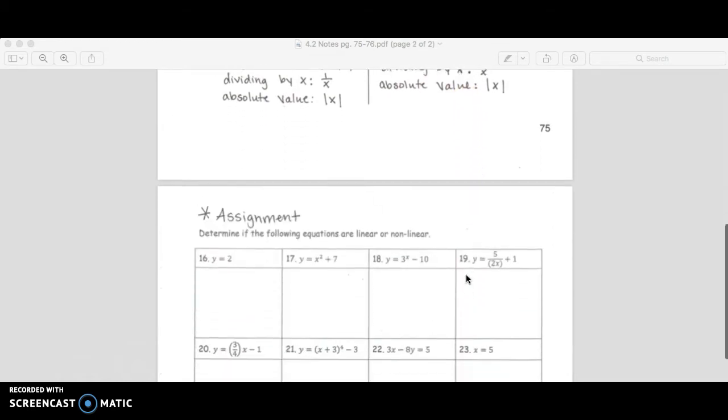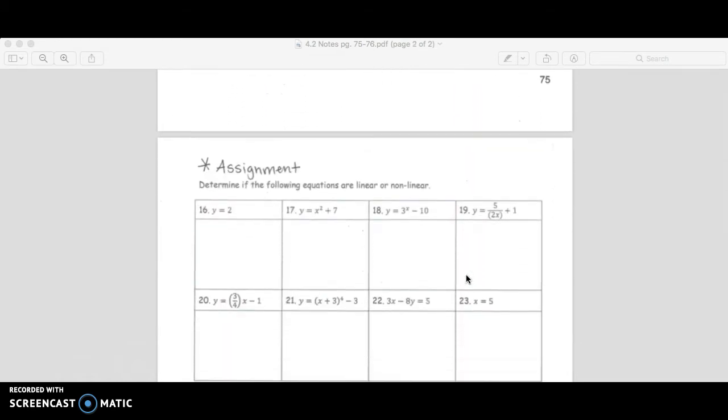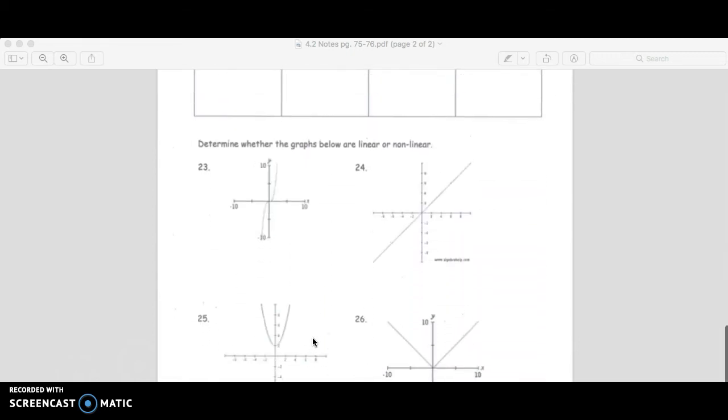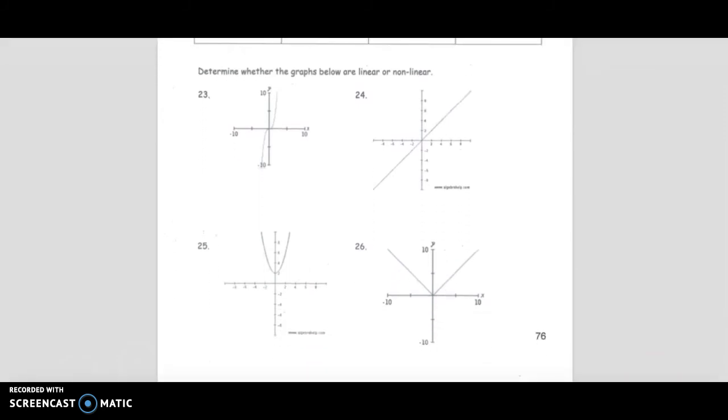So let's take a look at the assignment. We're going to determine if the following equations are linear or nonlinear. You can use your calculator if you'd like, but just by looking at the equations, we can determine whether or not they are linear based on what the equation looks like. And then we're going to look at the next part. This is page 76. So on page 76 we can determine whether the graphs below are linear or nonlinear.